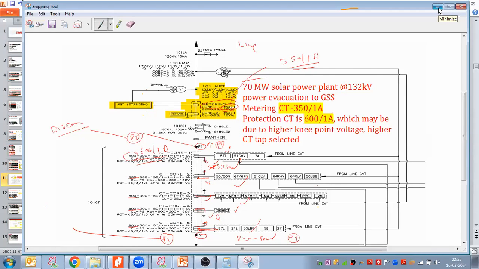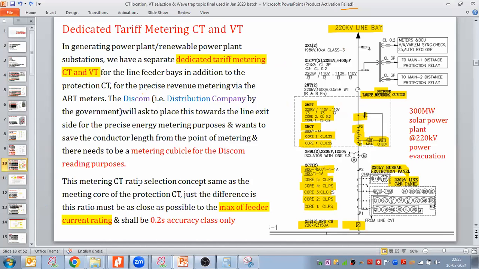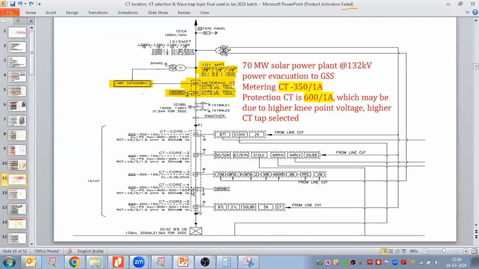So 350 is okay. Yes, sir. Right. So due to that, I'm telling here that the metering CT ratio should be selected differently. The difference between the metering CT and the protection CT is that the metering CT turn ratio should be as close as possible to the maximum current of the feeder. But in case of the protection CT, it is not mandatory. We can take like 150% margin, we can take 200% margin. It is not so important, but when it comes to the metering CT, it is very much important.